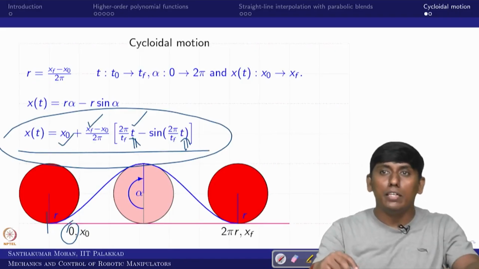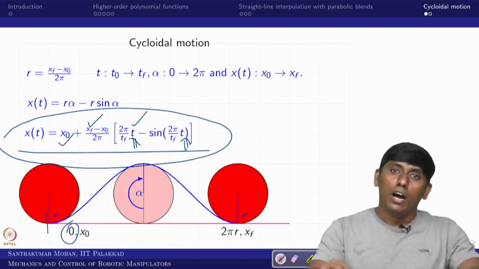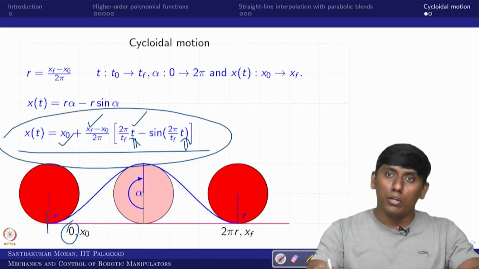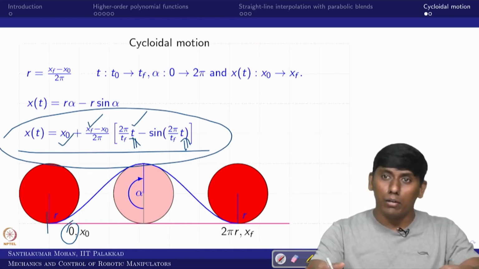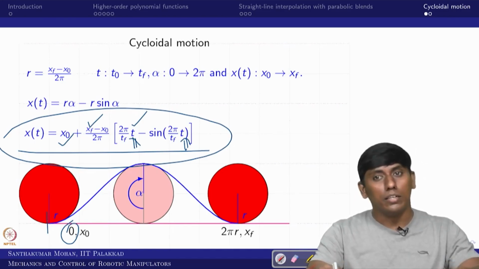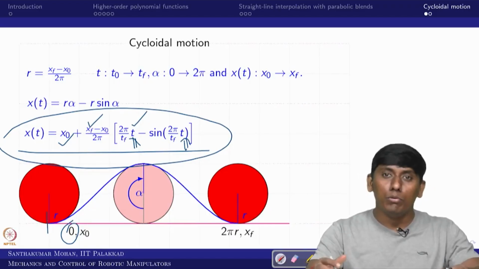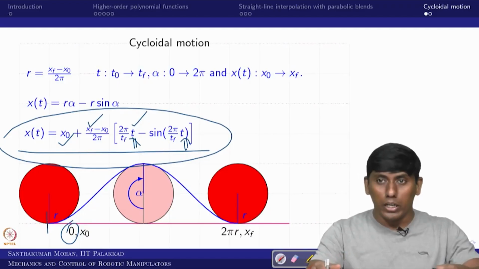Now what we have seen is how we can use higher order polynomial, or straight line interpolation with parabolic blend, or what you call the cycloidal motion, as the trajectory. So we have seen a few trajectory generation schemes, from cubic polynomial to cycloidal motion.